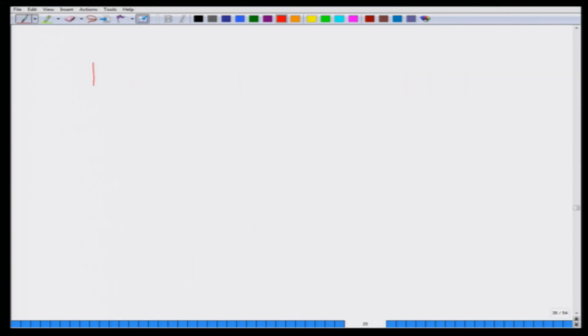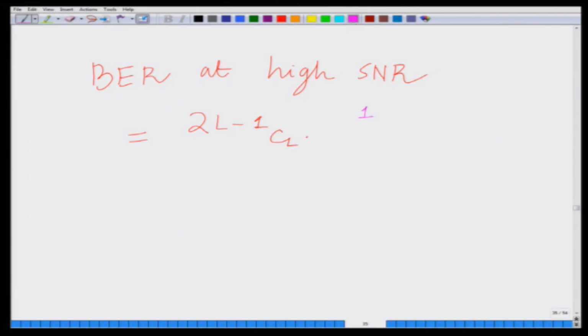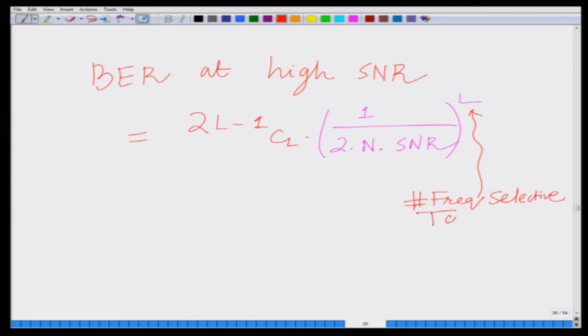Therefore, remember, the bit error rate at high SNR of an L antenna wireless communication system is equal to 2L minus 1 choose L, times 1 over twice n times SNR raised to the power of L, but here L is the number of frequency selective taps of the channel, and this n arises from the spreading gain of the CDMA system.